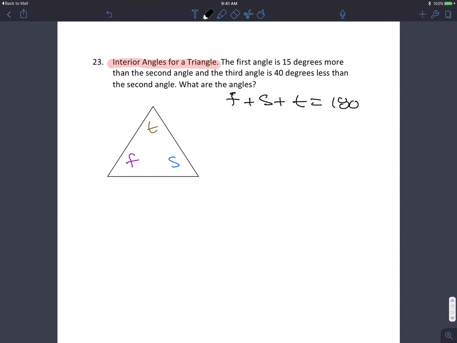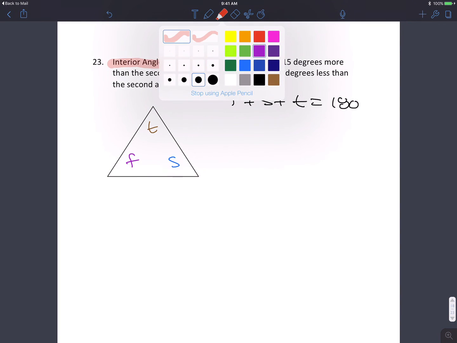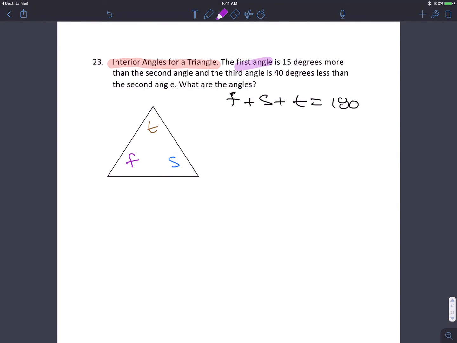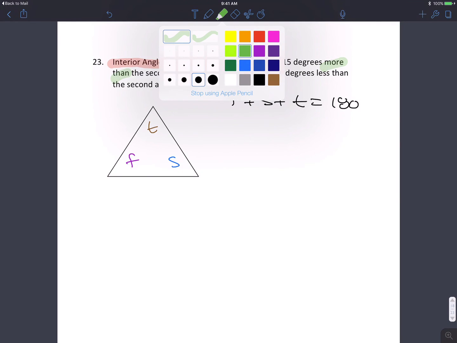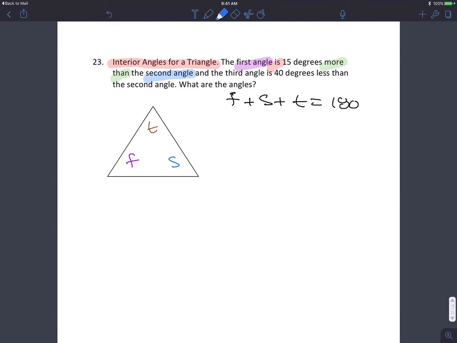Let's read the language. First is 15 degrees. We have the more than phrase. That's addition, and it's going to switch. More than the second. And the second was in blue. So if we write it down, let's be careful. First is 15 degrees more than, remember, more than is addition, and more than the second, that's S.